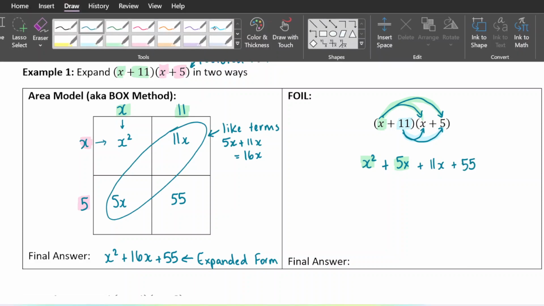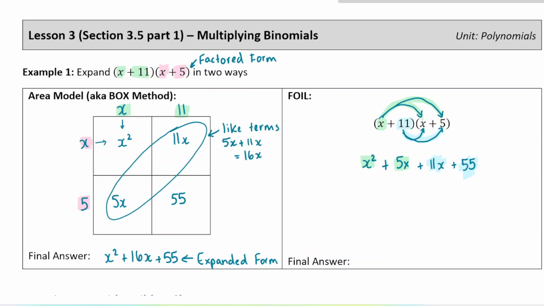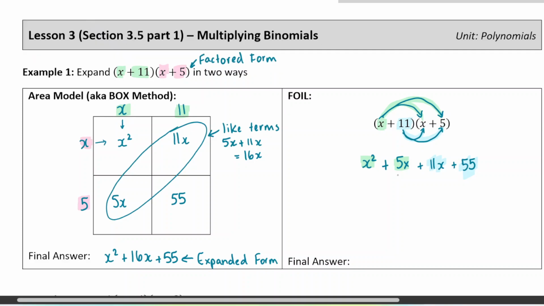Now look at both methods here and see what you notice. So the numbers or the terms that are in these boxes in the box method are the exact same as the terms we just have below here. So we'll get the same result in the end. And these two terms are like terms, and they combine to equal 16x again. So our final answer is going to be x squared plus 16x plus 55.